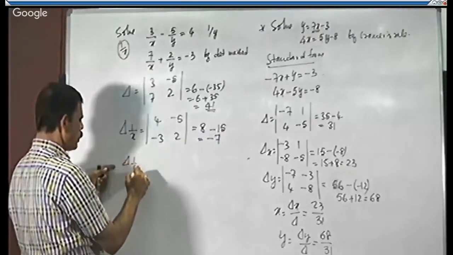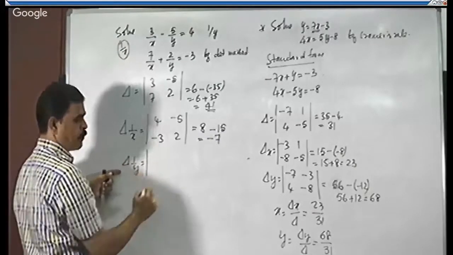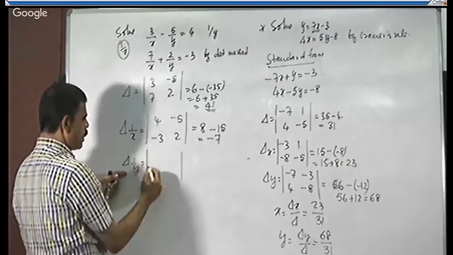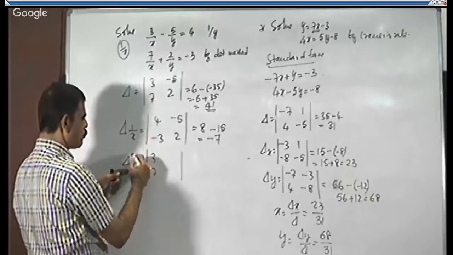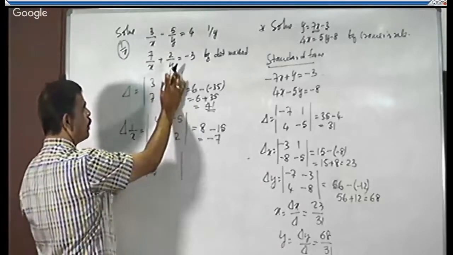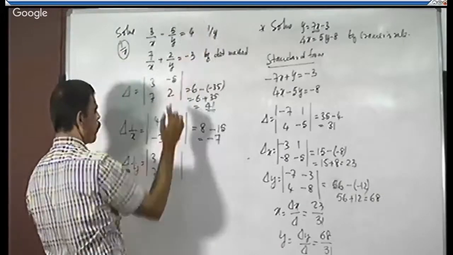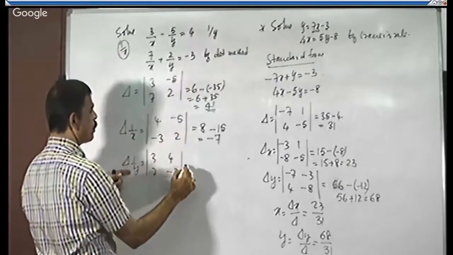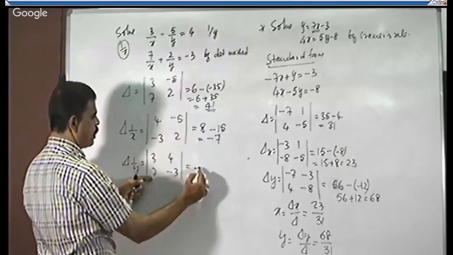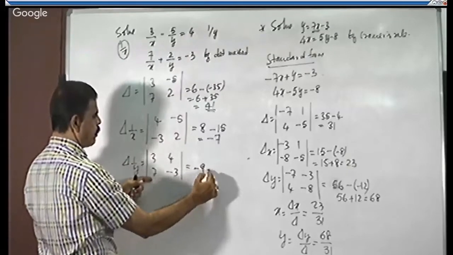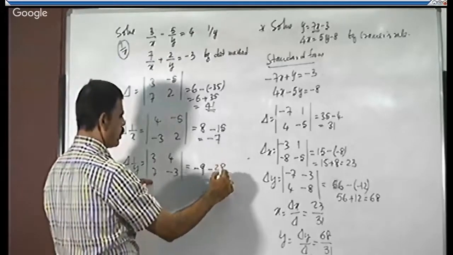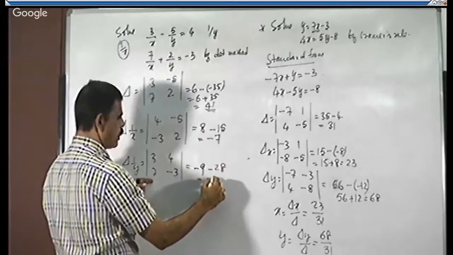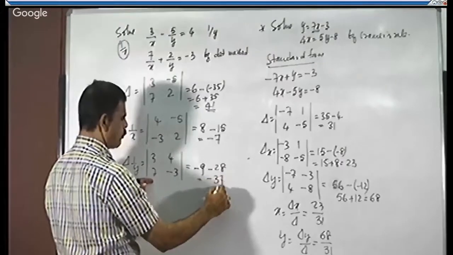Delta 1 by y is equal to, take the 1 by x coefficients as they are from delta, 3, 7. Replace the 1 by y coefficients in delta by constants 4, minus 3, right? 3 into minus 3, it is minus 9, minus 7 into 4, 7 4s are 28, which is equal to minus 37.